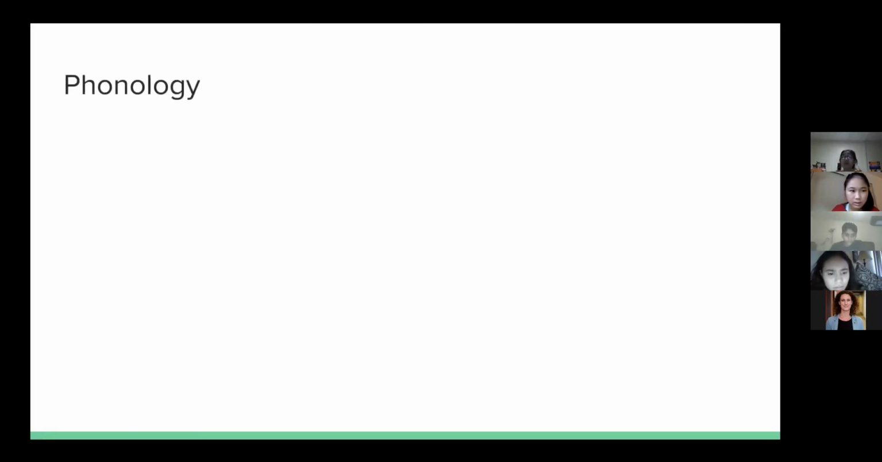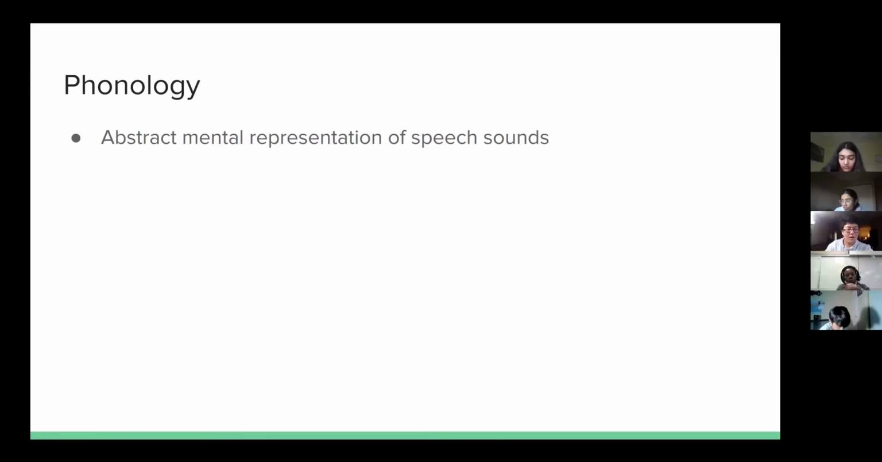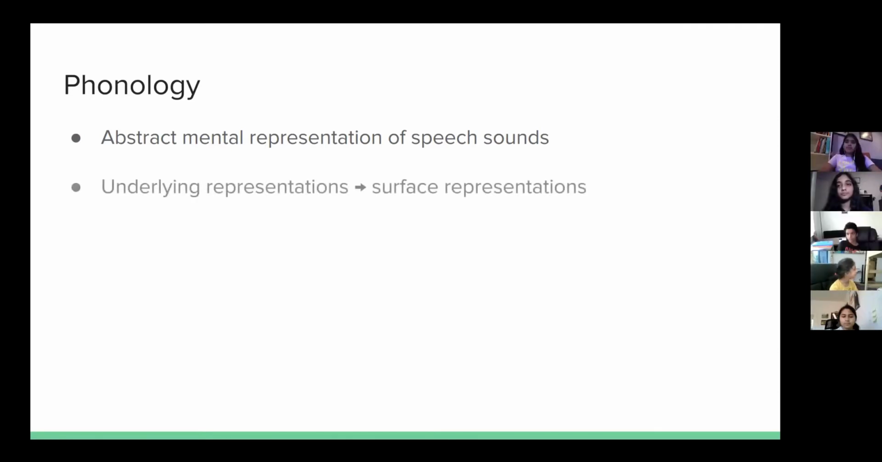Okay, so what is phonology? Phonology is basically the abstract mental representation of speech sounds in people. It's a big area of linguistics. If we look at linguistic types of knowledge, the first thing we start with is phonology, because most languages, except for sign languages, have sounds, and hence speech is a big part of any language. The study of speech is called phonology.